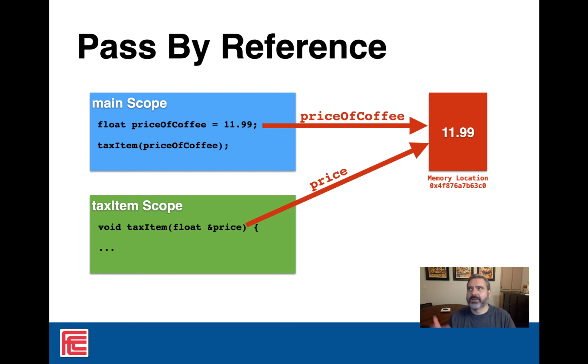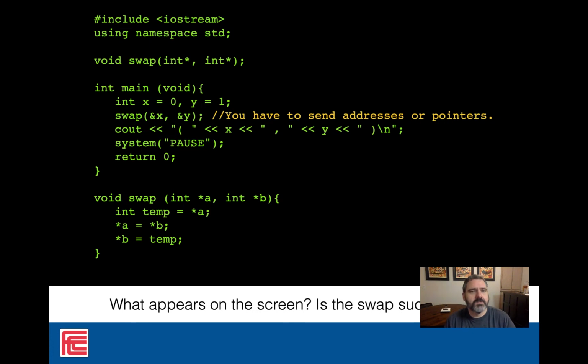Like, you actually changed the location, the value at that location. So it's going to be changed for main as well. That's the idea of pass by reference. So here, the exact same thing, except instead of passing values, we're going to use pointers.